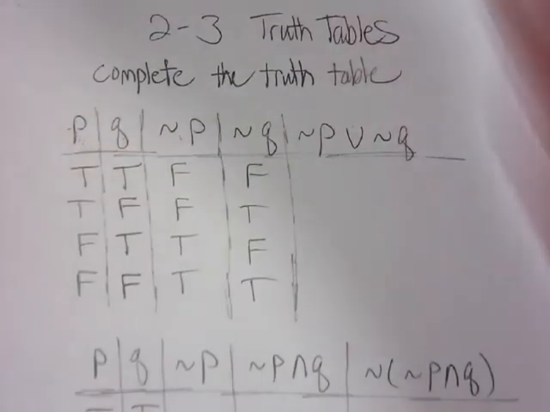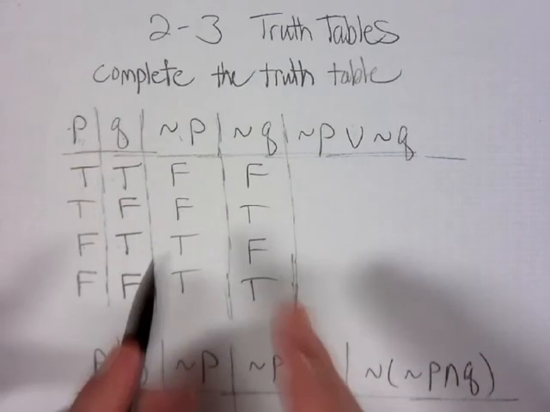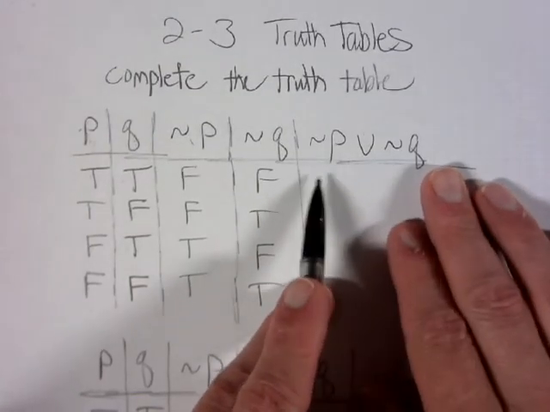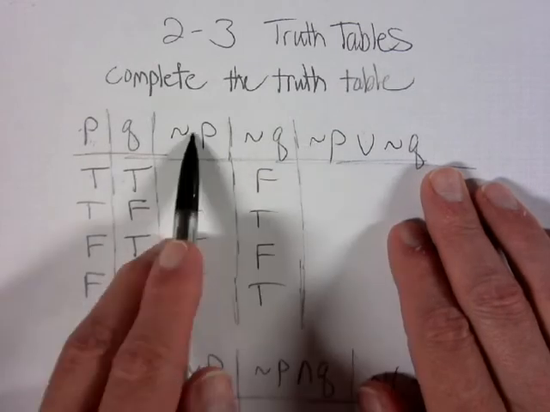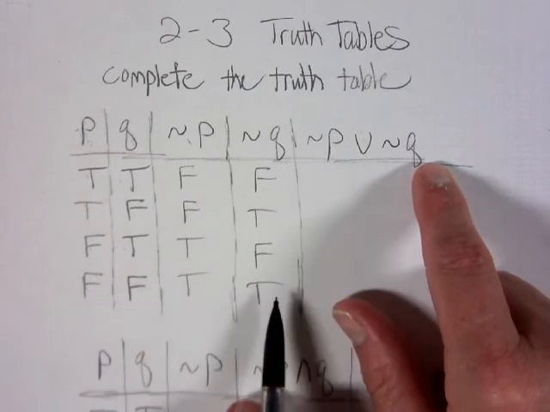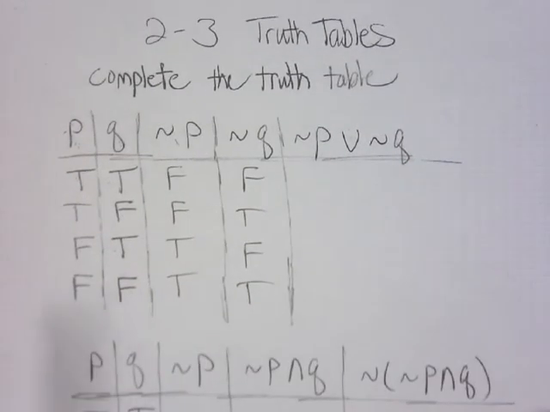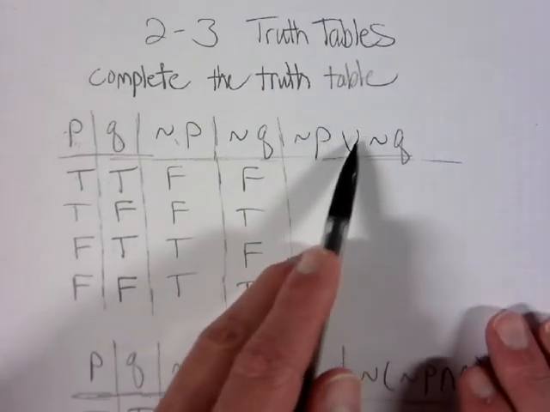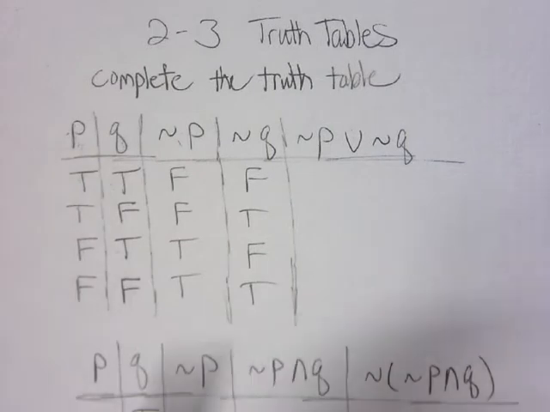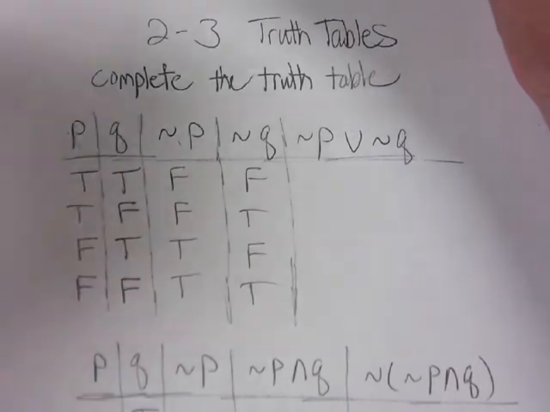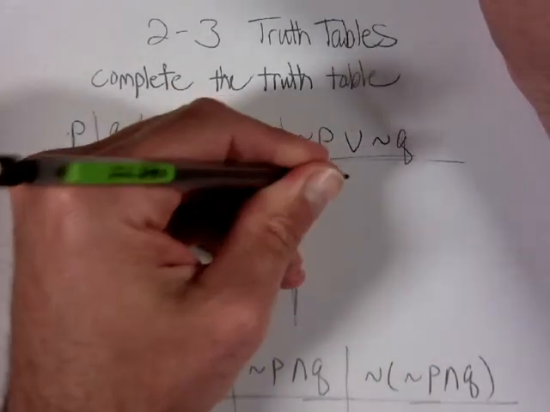Okay? And so now I can use these previous columns to fill out the last column, because look what I need in the last column. I need not P, which is here, or not Q, which is here. So now I've got to go back to that chart that we had from the last lesson. Remember, in an OR statement, if any part of the OR statement is true, then the entire disjunction is true.